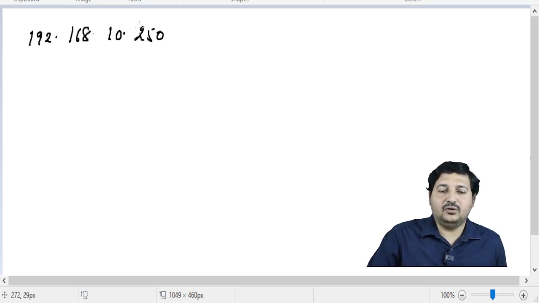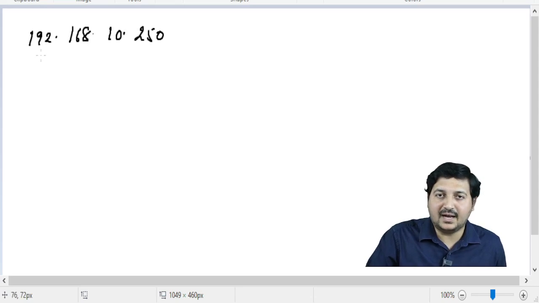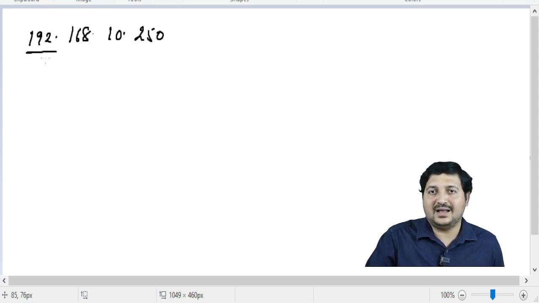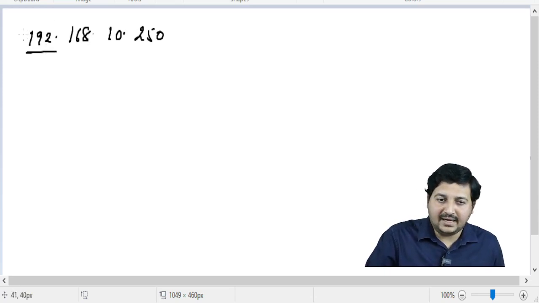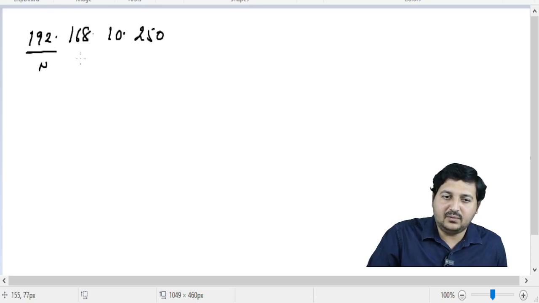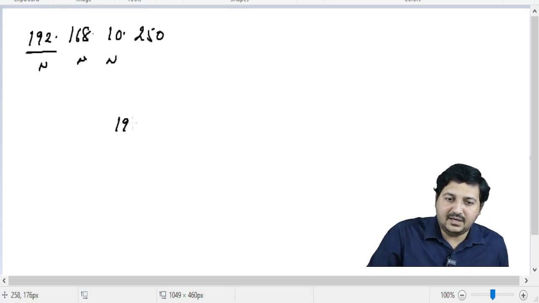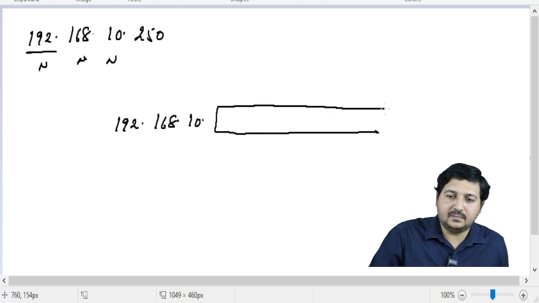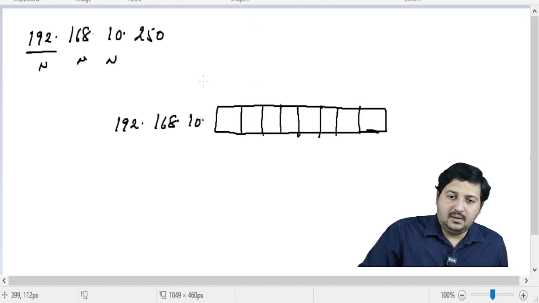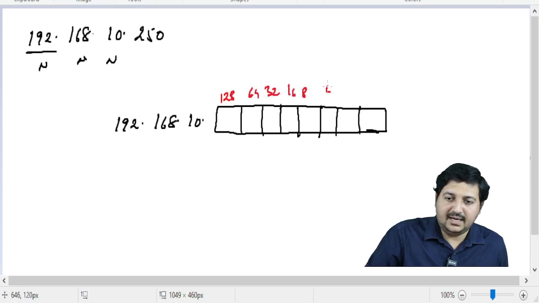First thing you have to do, you should check which class it belongs to. It belongs to class C. Why? Because 192 belongs to class C network. The range of class C is 192 to 223. So when I take this as class C, you already know that this is network, network and network. Fix the network as it is, 192, 168, 10. And in the host, let me write all the 8 bits for your understanding. And now let me write the values 128, 64, 32, 16, 8, 4, 2, 1.